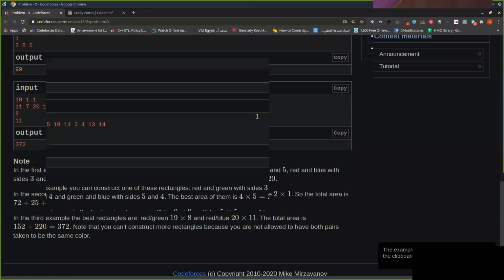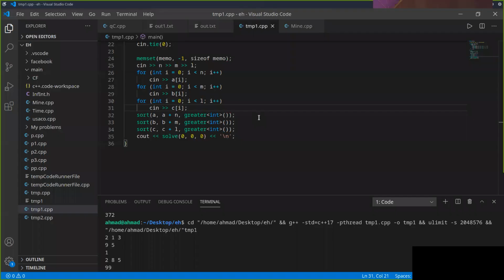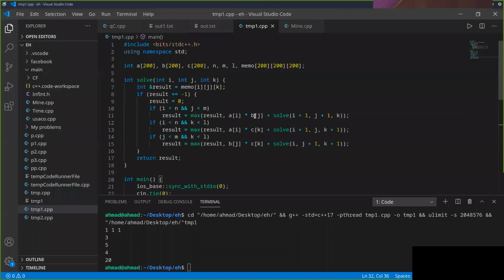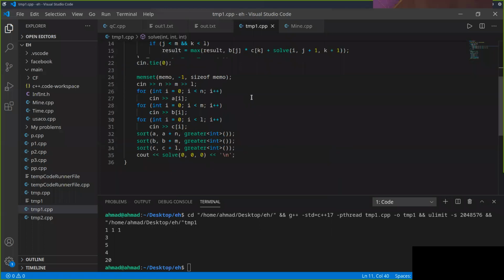So any questions in this problem before I submit? Any part you don't understand? Okay, let's submit.